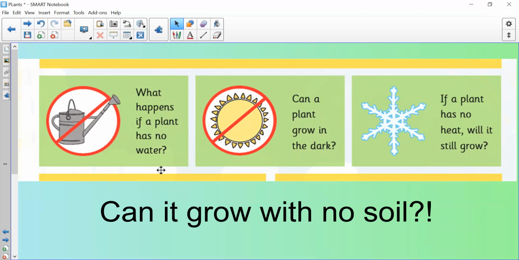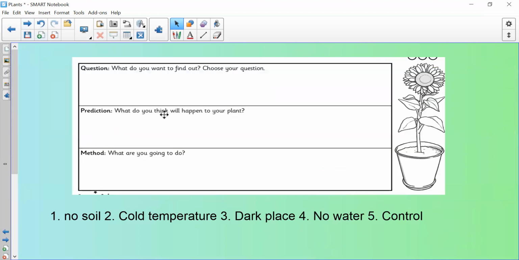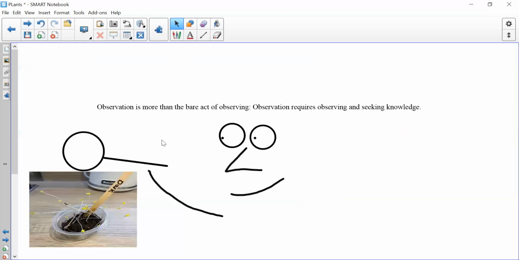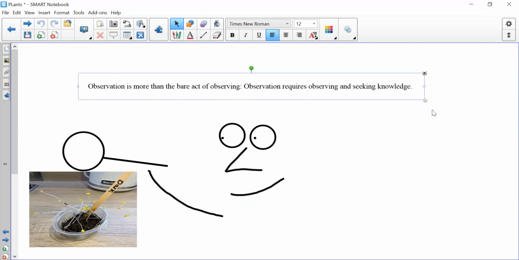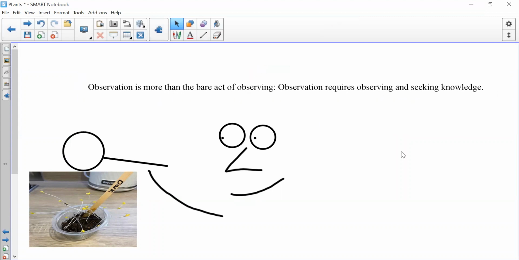Okay. And then we had one plant set up, one pot, with everything as a control, everything that we think a plant would need. So the soil, the water, the light, a good temperature, okay? Just to check that our prediction was going to be a fair test, okay? So hopefully this is what we did last lesson. Hopefully you remember that.